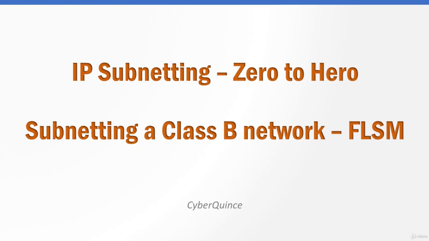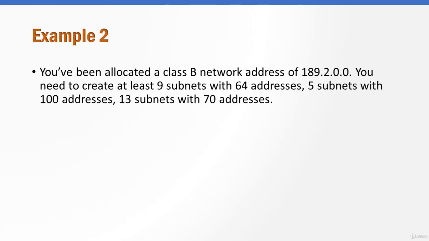Subnetting a Class B network using FLSM, example number 2. This time, we've been allocated a Class B network address of 189.2.0.0, and we need to create at least 9 subnets with 64 addresses, and then 5 subnets with 100 addresses, and then 13 subnets with 70 addresses.